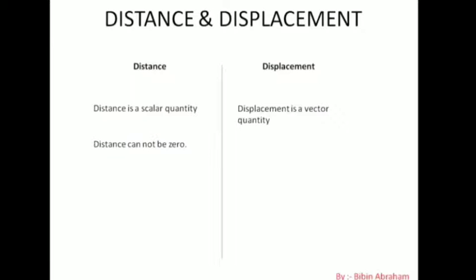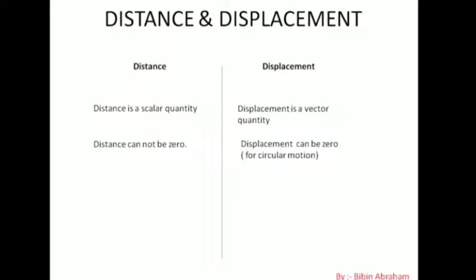Distance cannot be zero. Distance can never be zero. Why am I saying distance cannot be zero? If I travel from point A to point B, you must have traveled some meter, some length, right? On the other hand, displacement can be zero. Let's say you are moving in a circular motion.